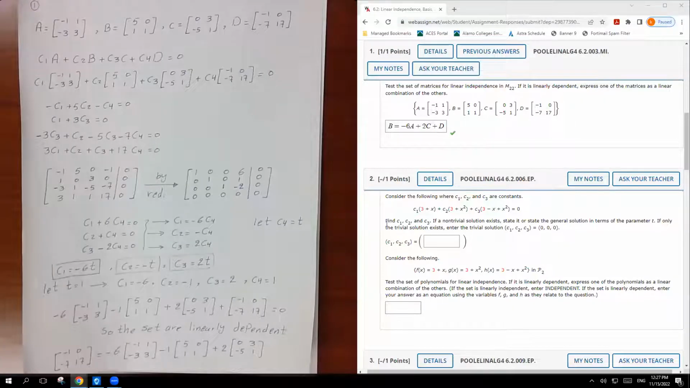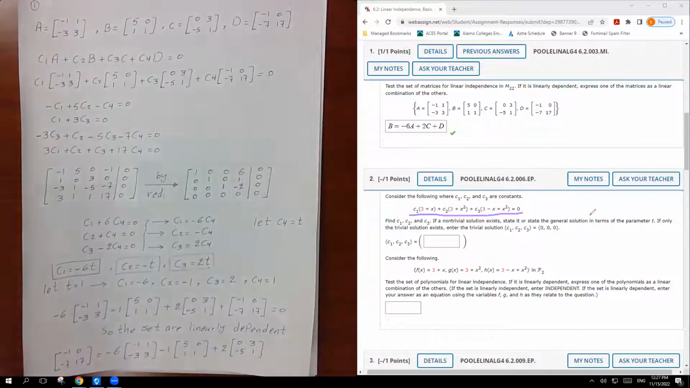If you look at the second one, consider the following, C1, C2, C3 are constants. So they give you a hint here. They set up everything here. And they're telling you, go ahead, find C1, C2, and C3. And then you're going to say whether it's independent or dependent. That's the only thing you're going to do.